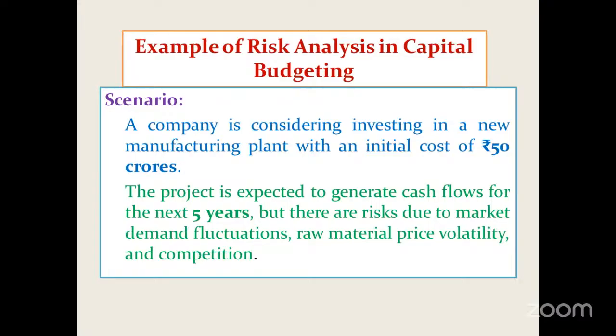So the project is expected to generate cash flows for the next 5 years, but there are risks due to market demand fluctuations, raw material price volatility, and competition. We have to understand who the competitors are, and consider marketing, raw material, demand fluctuations, etc. We have to look at the conditions, so we should understand this by these examples.